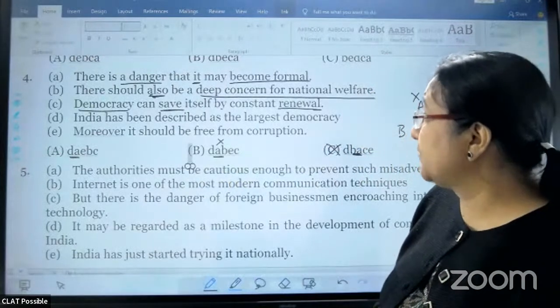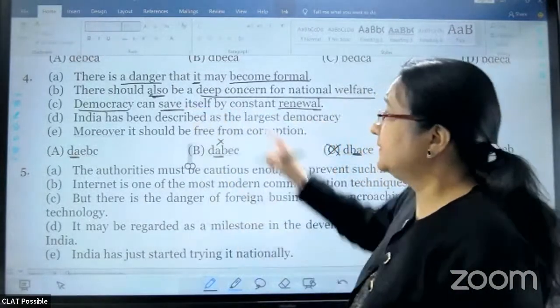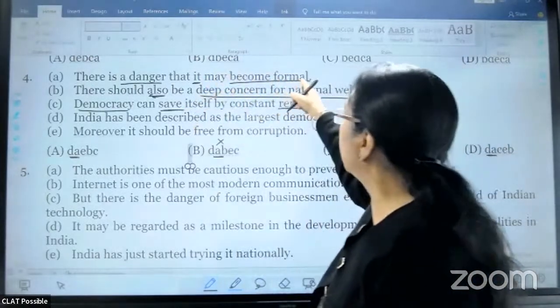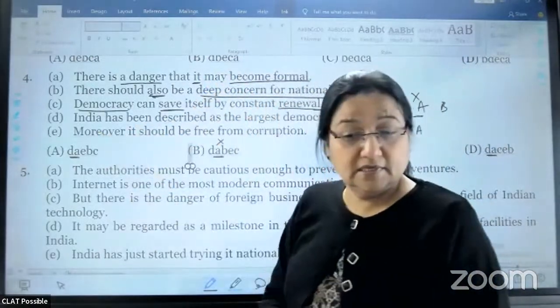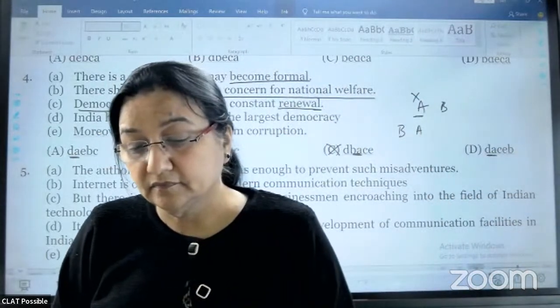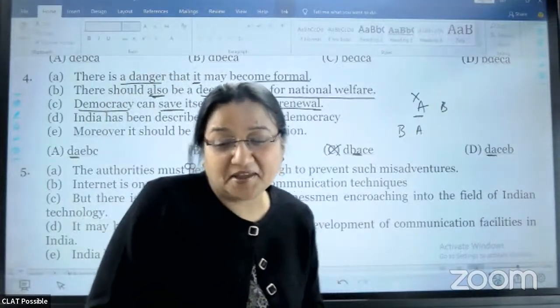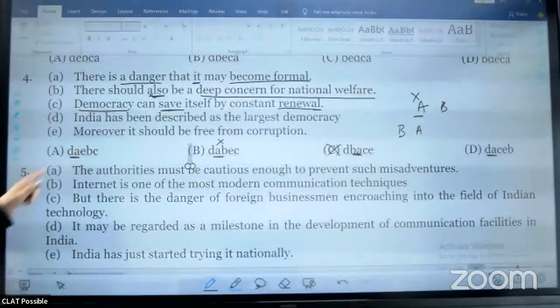India has been described as the largest democracy. Can you see? And says there is a danger that it may become formal. DA. Okay, Tanmay says clear like crystal. Okay, Tanmay, that's so nice. So here, all of you clear? So DA ho gaya, bacche.